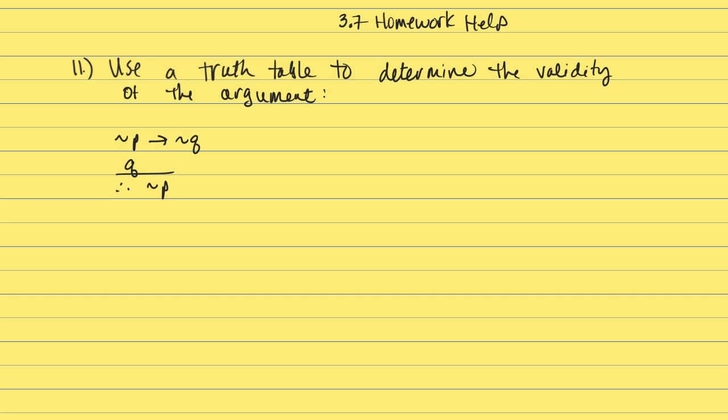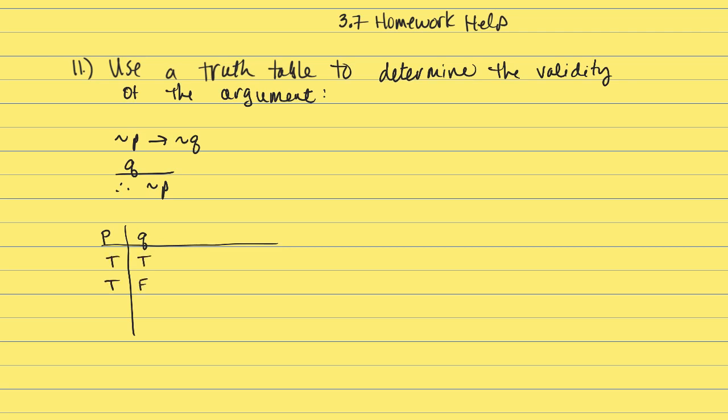All right, let's look to see if this is a valid argument or not. We're going to use a truth table. So I see that we have two different statements, P and Q. And then we've got a whole bunch of, like, not P, if not P, then not Q. So let's just start with our truth table.